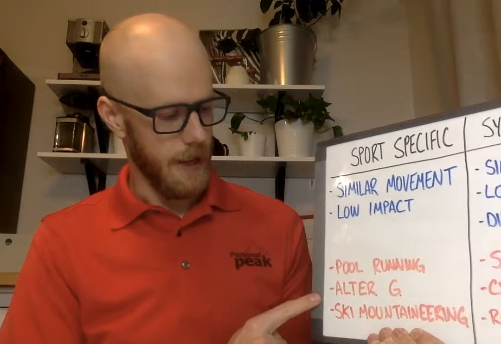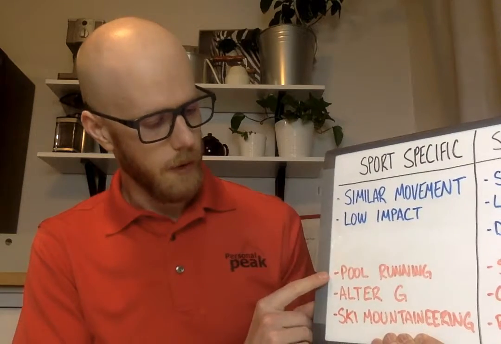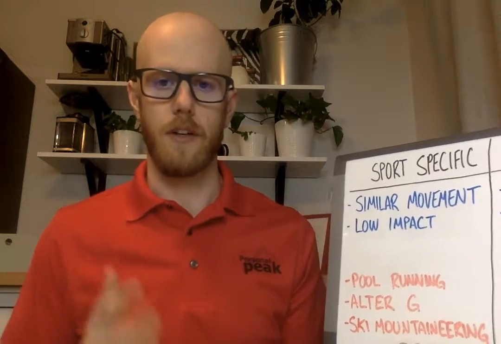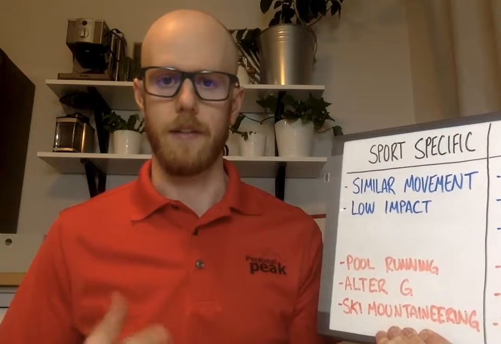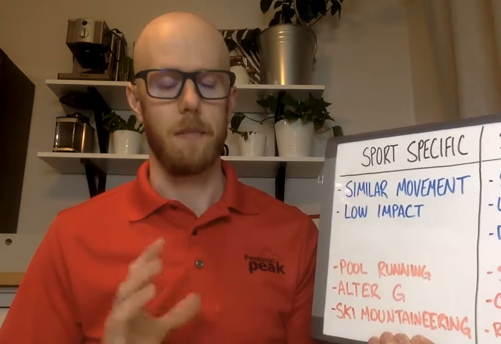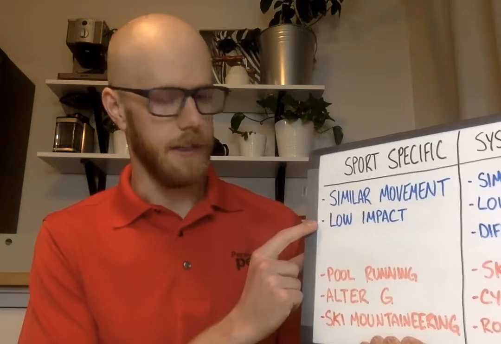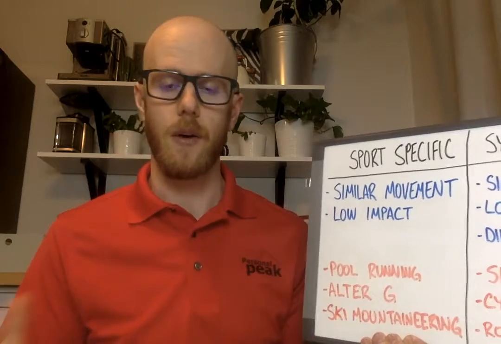As examples down at the bottom here, we've got things like pool running, Alter-G, ski mountaineering. All of those, you're moving your legs and arms in a very running-like motion. But the big difference between these three things and regular running is that they're all low impact. So we're taking away that impact.